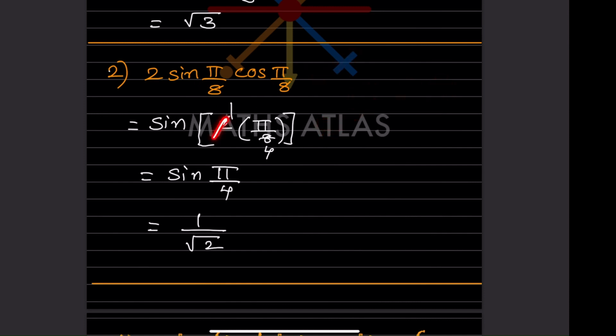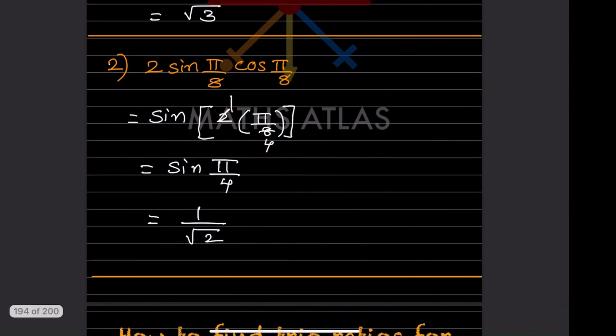So now what you will cancel out here, 2 ones are 2, 4 twos are 8, that will be pi by 4. So pi by 4 means it will be 180 by 4. So 4 fours are 16 and 4 fives are 20, so this will be 45. So sine of 45, the value of sine of 45 is 1 by root 2.